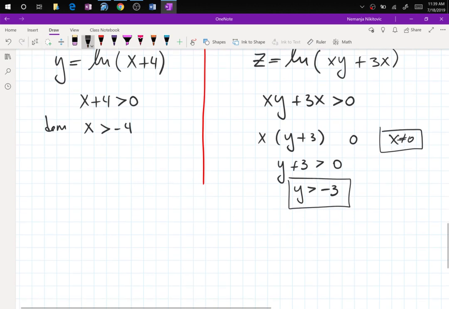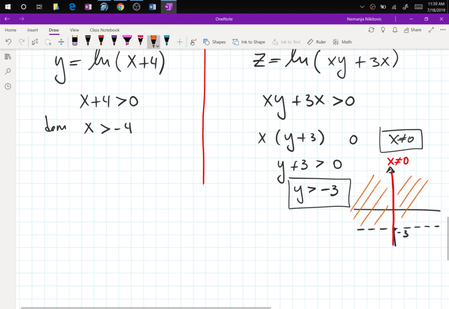So if you are to draw this, y larger than negative 3, let's say this is negative 3, and we have to use a dashed line at negative 3 because it's not included. And you get to shade everything above, but you have to exclude the line. So here's me with the red excluding x is not supposed to be 0, but the domain is everywhere around it. So I don't get to shade on x equals 0.